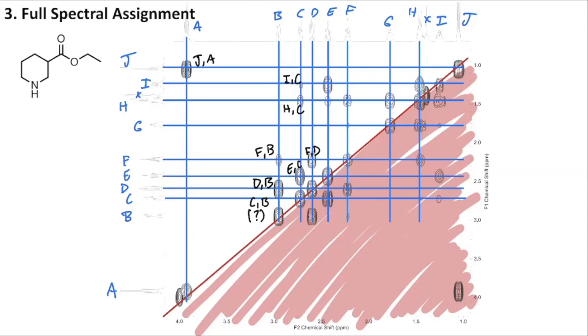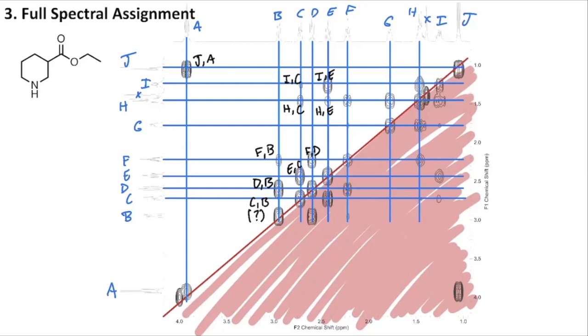Underneath E, looks like I correlates to E, and there's a small peak here that H also correlates to E. Since that's smaller and more faint, it may be a longer range coupling. We'll have to see when we start filling in our assignments. Then nothing else except the identity diagonal.